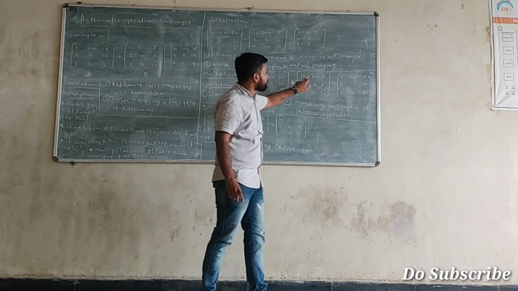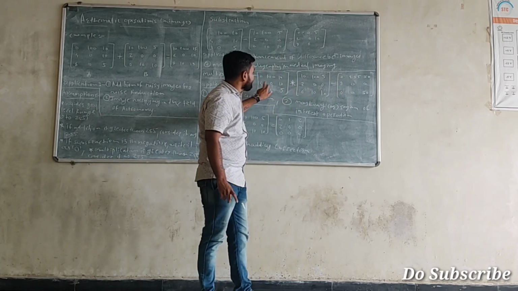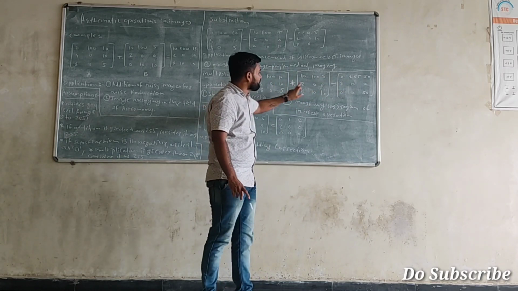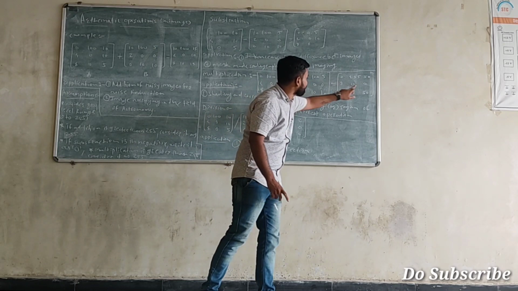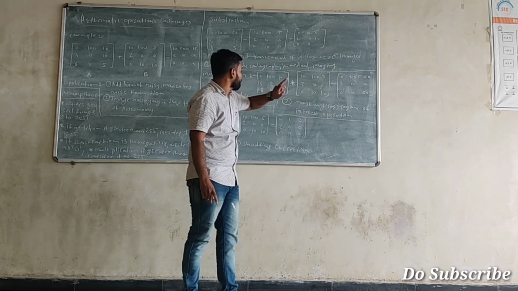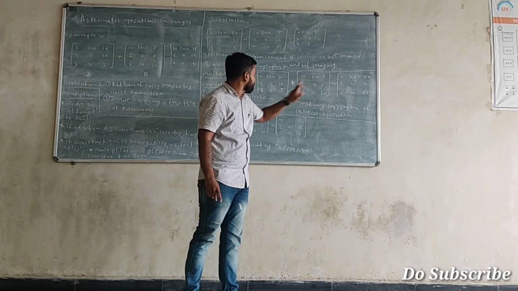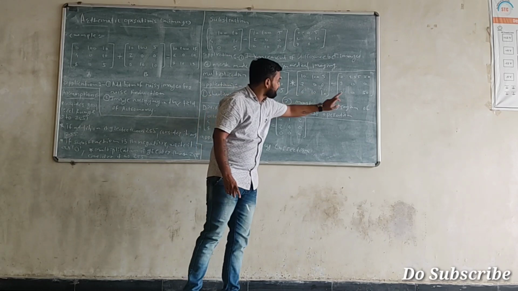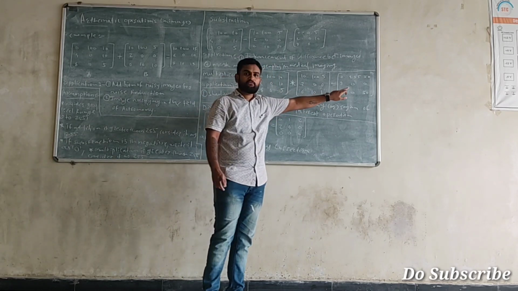Then 10 into 5, that is 50. 4 into 2, that is 8. 0 into 0, that is 0. 10 into 0 is 0. 8 into 0, that is 0. 0 into 10, that is 0. And 5 into 10 is 50.